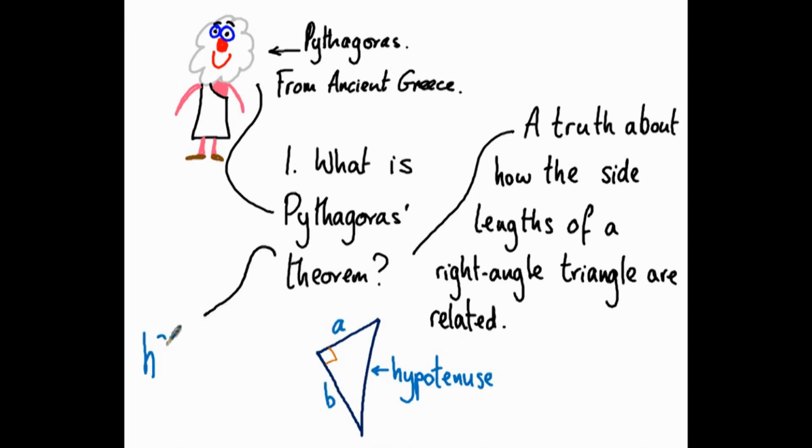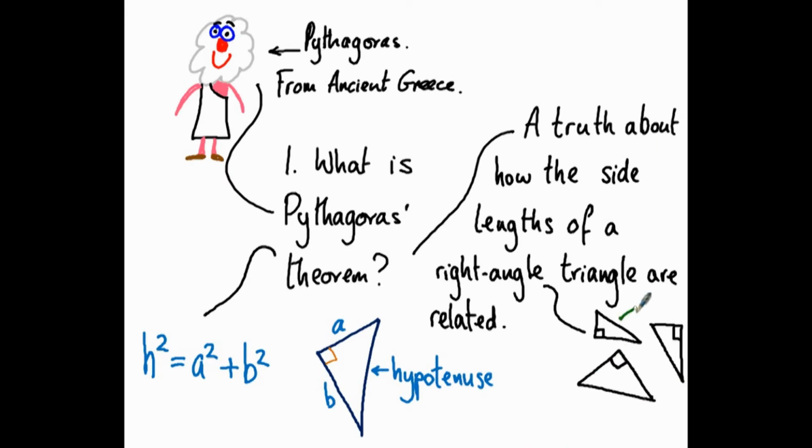So the theorem says that if you square the hypotenuse, it's equal to side A squared added to side B squared. It's actually very straightforward. H squared equals A squared plus B squared. Now this only works for right-angled triangles. So here's a few pictures of some other right-angled triangles. And it works for these. But it doesn't work for equilateral triangles, isosceles triangles, or scalene triangles. Oh no.